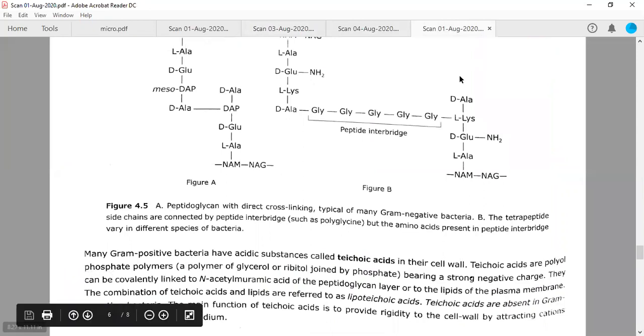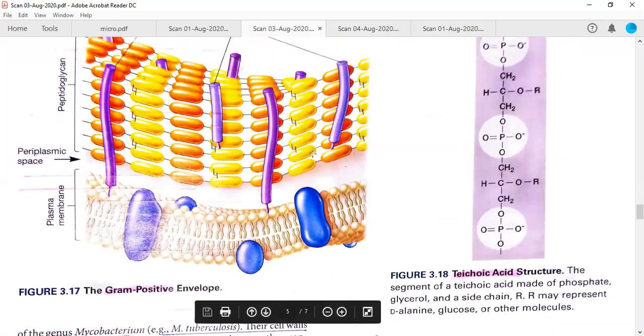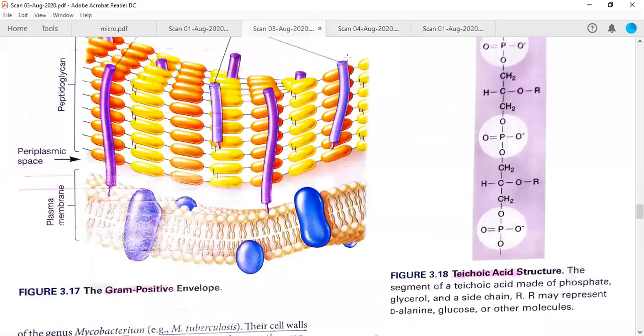Because this phosphate group is present, they have a negative charge. Now you can think, what can be the advantage of these teichoic acid polymers present in gram-positive bacteria? The gram-positive envelope has teichoic acid, and these teichoic acids have a negative charge. So they can bind to positively charged metal ions, for example, magnesium and sodium.